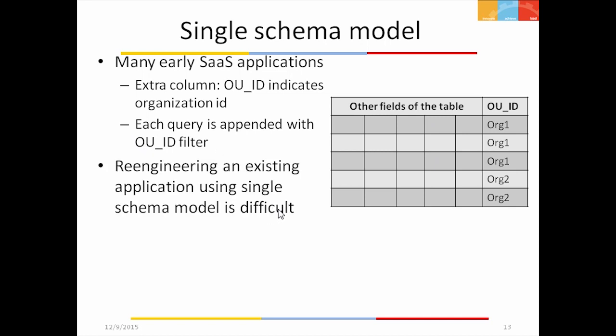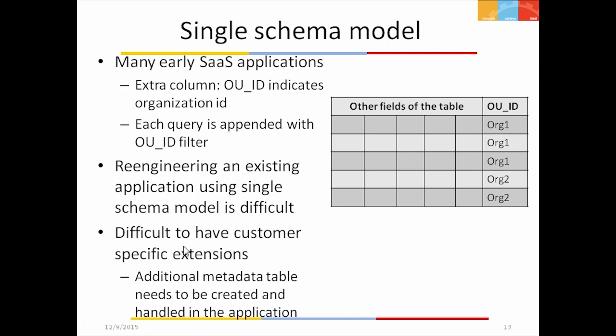Now this has a problem, though it is simple to implement. The problem is that re-engineering an existing application using a single schema model is not that easy. If there is already an application and you need to now make it a multi-tenant model, then such a re-engineering would be quite difficult if a single schema model is adopted.